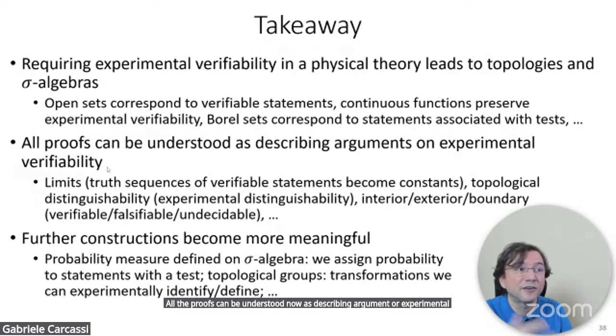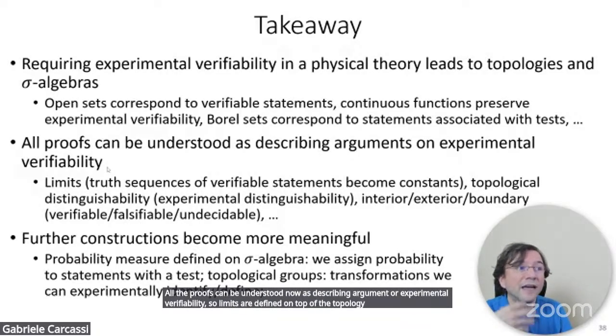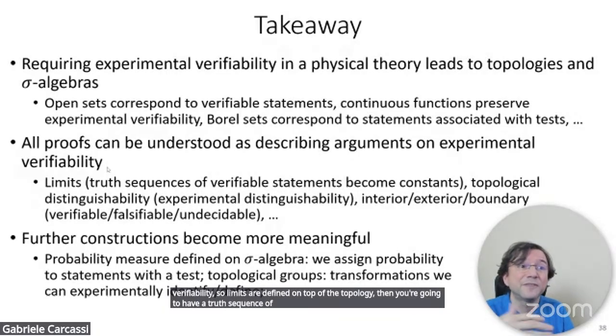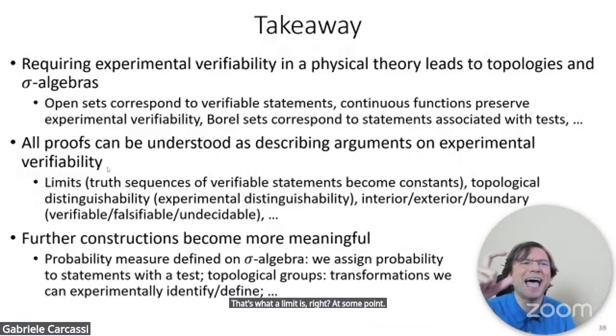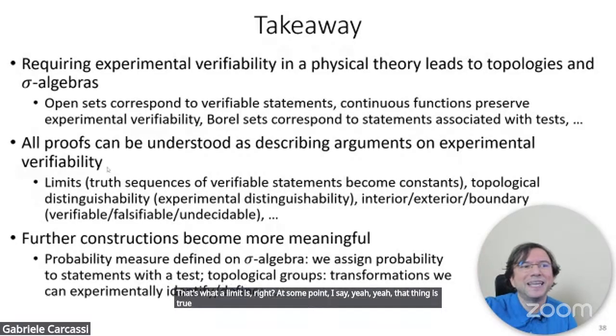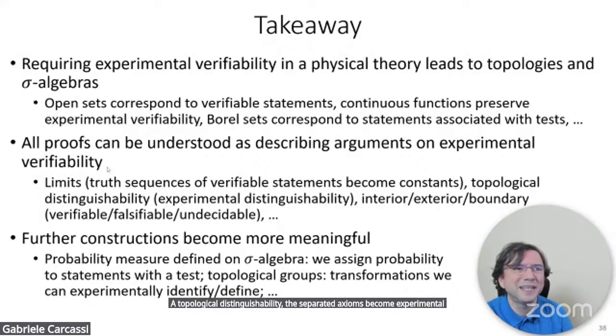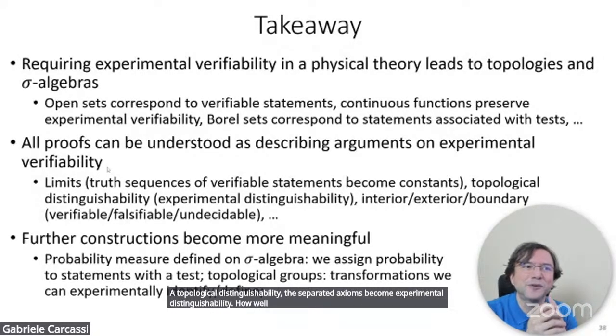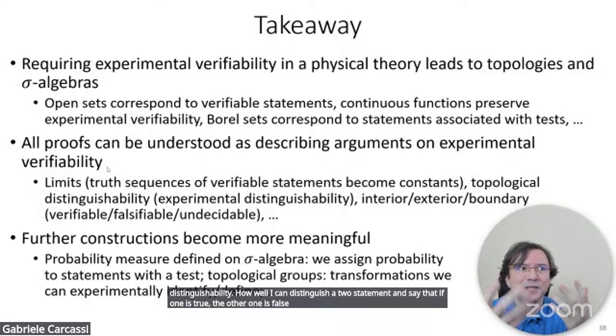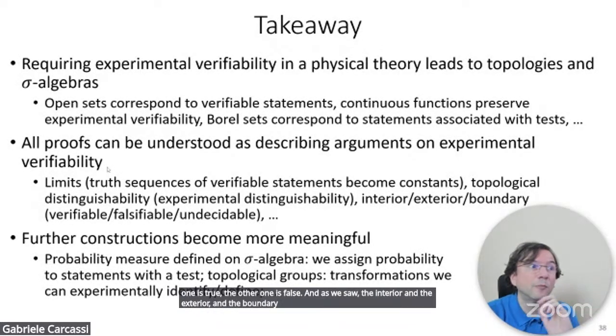So limits are defined on top of the topology. Then you have a sequence of verifiable statements that become constant. That's what a limit is. At some point, I say, yeah, that thing is true because it keeps being true and it will always be true. Topological distinguishability, the separation axioms, becomes experimental distinguishability: how well I can distinguish two statements and say that if one is true, the other one is false. And as we saw, the interior, the exterior, and the boundary become the verifiable, falsifiable, and undecidable facts.